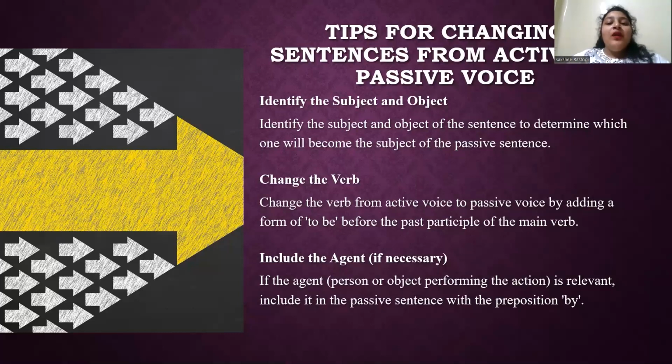Change verb form. Use the passive form of the verb, which is usually the base form with -ed or -en added. Add "by": you have to include "by" to introduce the original subject, now the agent of the action. Check tense: ensure the verb tense remains consistent between the active and the passive version.